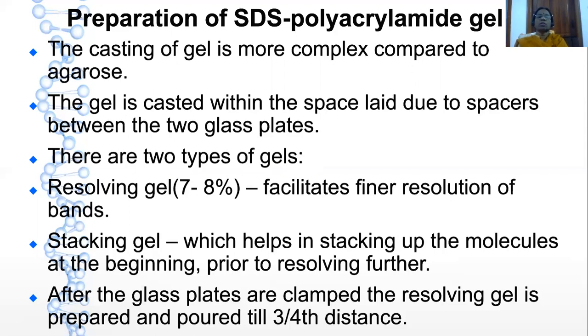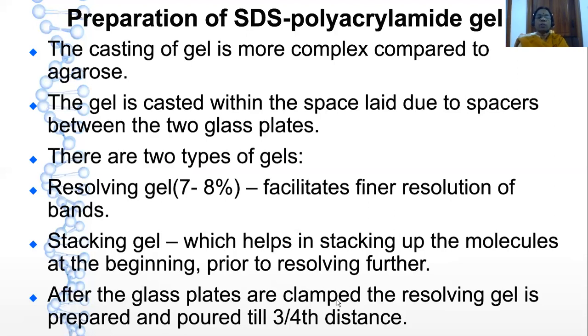One is called the resolving gel, which is made up of 7 to 8% acrylamide. It facilitates finer resolution of the bands. But above the resolving gel, we need to cast a stacking gel, which has a lower percentage, say 10 to 12% acrylamide, which helps in stacking up the molecules at the beginning prior to getting into the resolving gel.